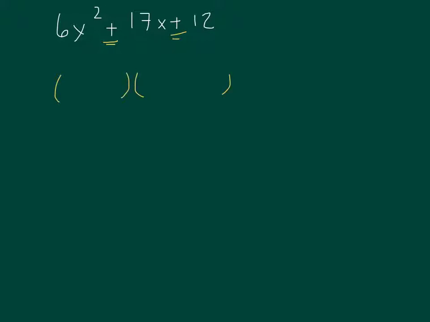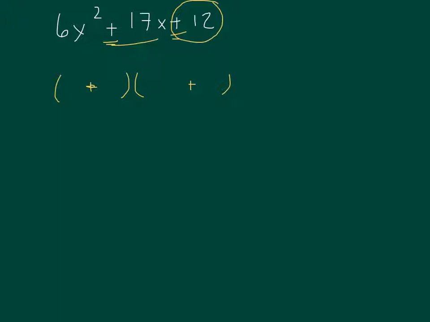So what we started with was we looked at our signs, and we said they're both positive, so we know in our factoring that they're both going to be positive also. To get a positive 12, I either had to multiply a positive times a positive or a negative times a negative. But when I add to a positive 17x, I know that they both had to be positive.